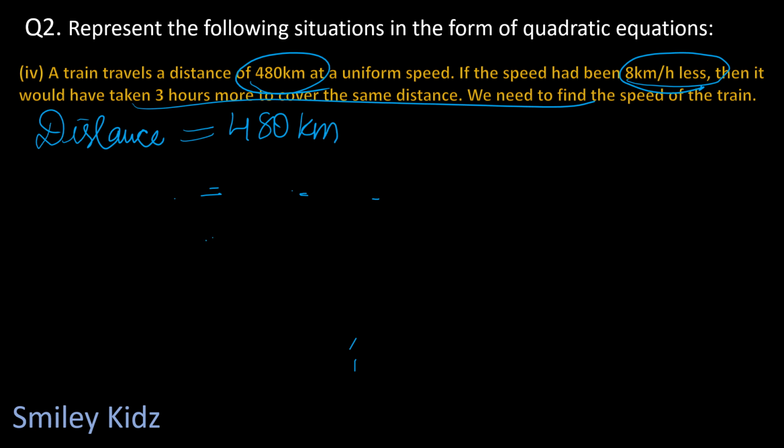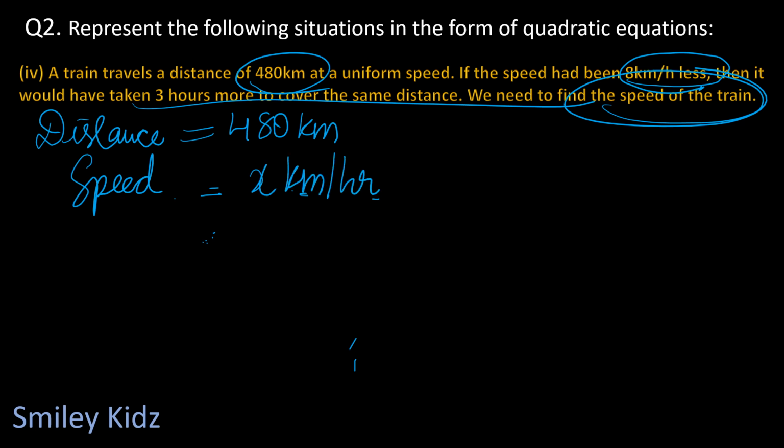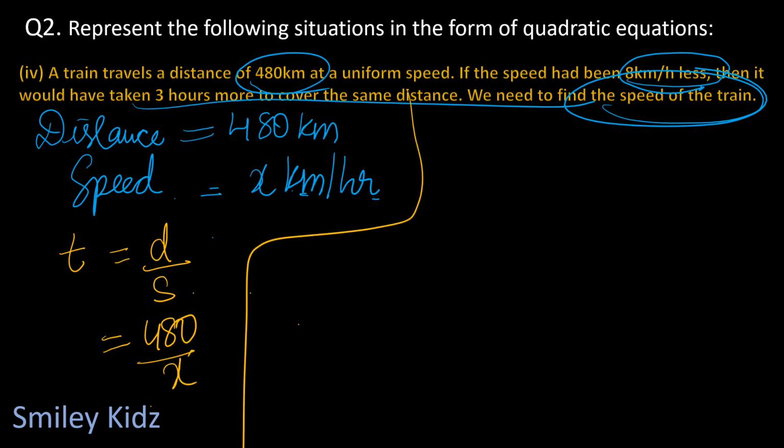Then what is the speed? Let the speed of the train be x, because in the question we are asked to find the speed of the train. So let the speed of the train be x kilometers per hour. This is scenario 1. In this case, the time taken will be distance upon speed, so time taken would be 480 upon x. Scenario 2 says that if the speed had been 8 km per hour less, then the speed turns out to be x minus 8.